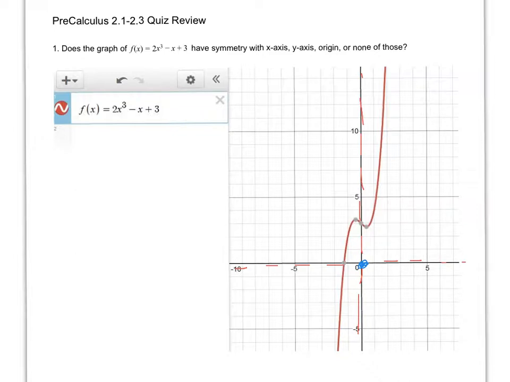Remember, we could take a point. Let's look at this point. It looks something like 1/2, comma, I don't know, 3.5. So if that's true, then we would know the point down here for symmetric to the origin would have to be negative 3.5, negative half. And that point just isn't on the graph. So this is not really symmetric to any of them, so this has no symmetry with those three choices.